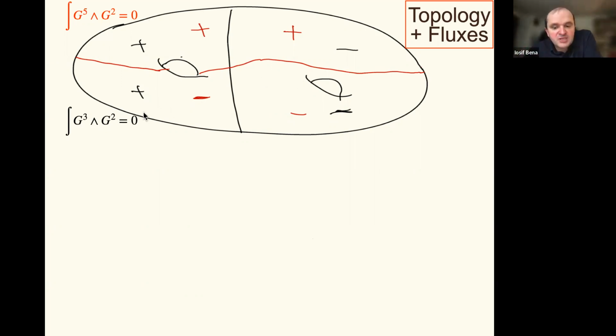At the level of topology, the fluxes have no intersection. But at the level of the integrand, this will be a positive quantity somewhere and a negative quantity somewhere. And generically on my Calabi-Yau, for every integral which vanishes at the level of the cohomology, I'll have a positive integrand somewhere and a negative integrand somewhere else.